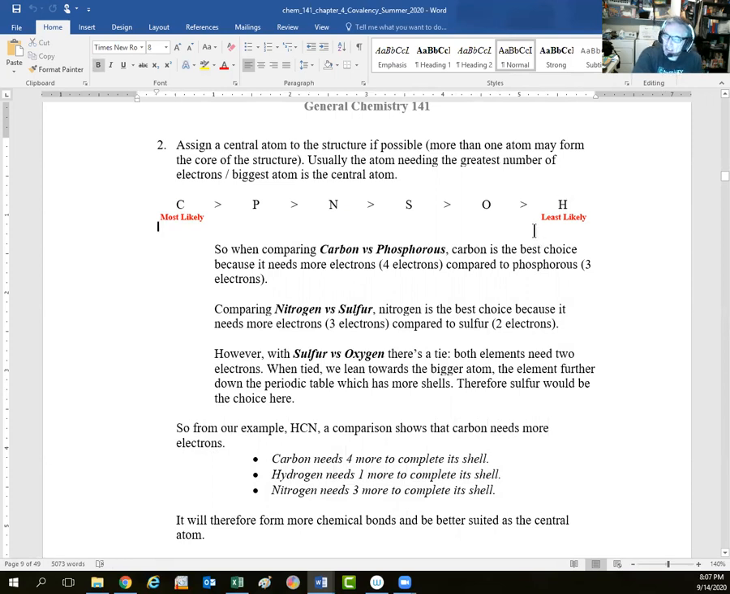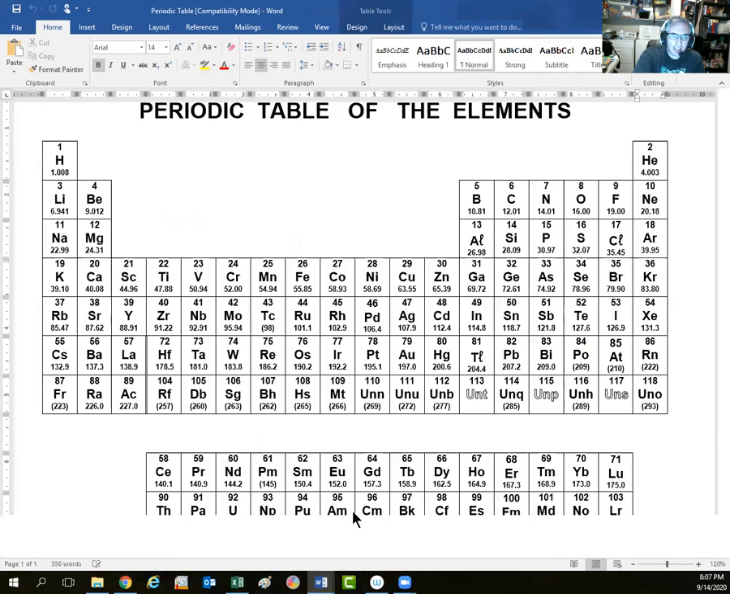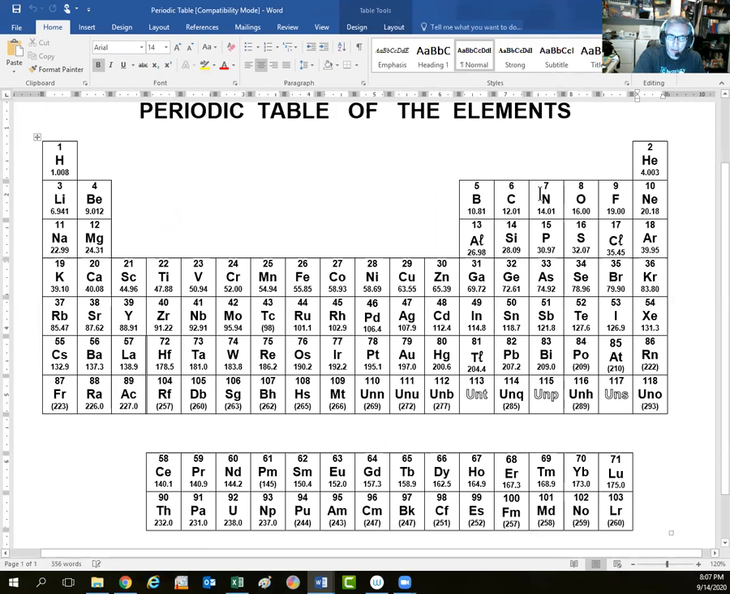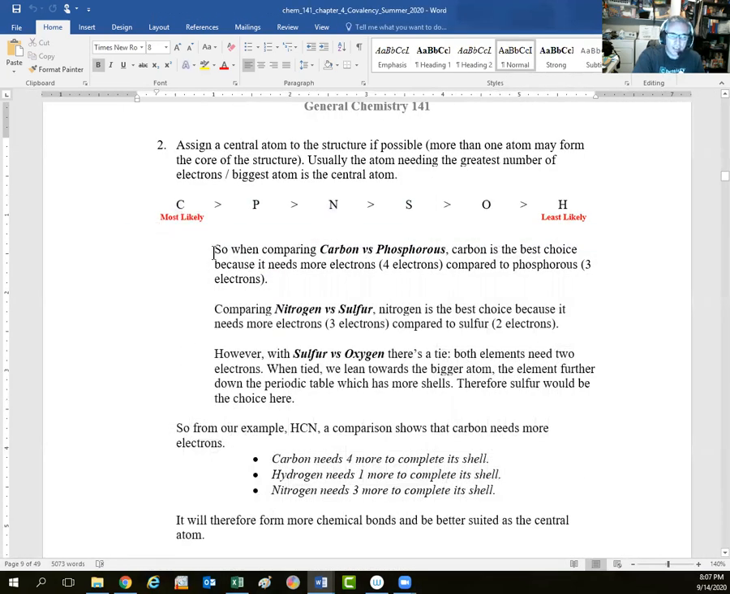However, sometimes there's a tie because we're dealing with elements which are in the same group of the periodic table, like nitrogen and phosphorus, or oxygen, sulfur, and selenium. So when we have a tie for the element which is going to make the most bonds, we then look at these elements and look for the element which is physically bigger.